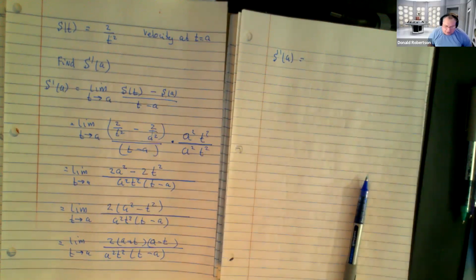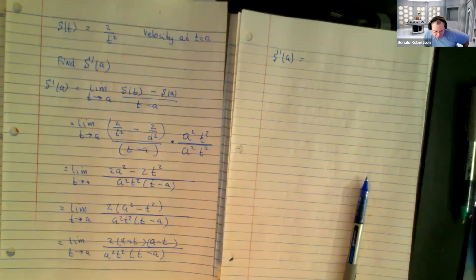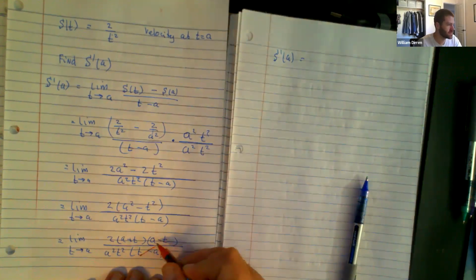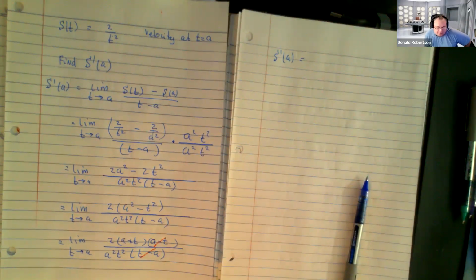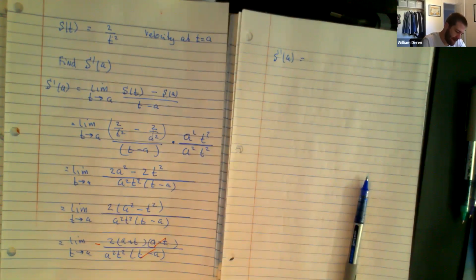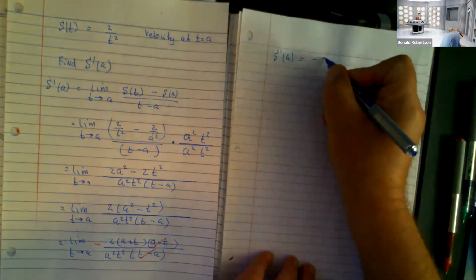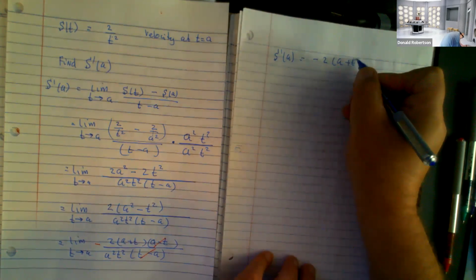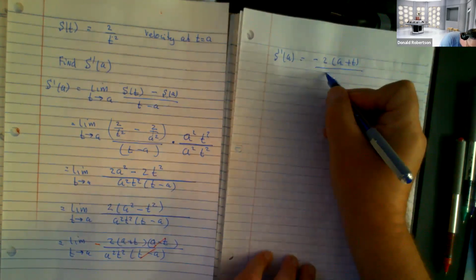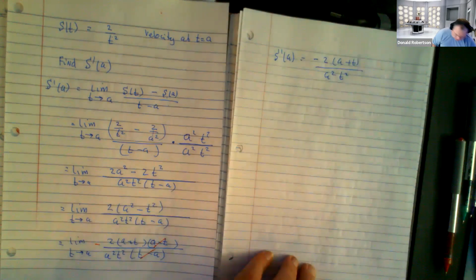And I should be cancelling right now, shouldn't I? And I am. And we've seen this at least twice now. So hopefully every time you see it, it becomes a little bit more comfortable. Who on the top, numerator, cancels with who on the bottom? A minus T and T minus A. And what happens when that combination gets cancelled? Transfer the negative. So we now have a negative answer, essentially, right? So we have a negative 2 lots of A plus T all over an A squared T squared. Right? We go with that.